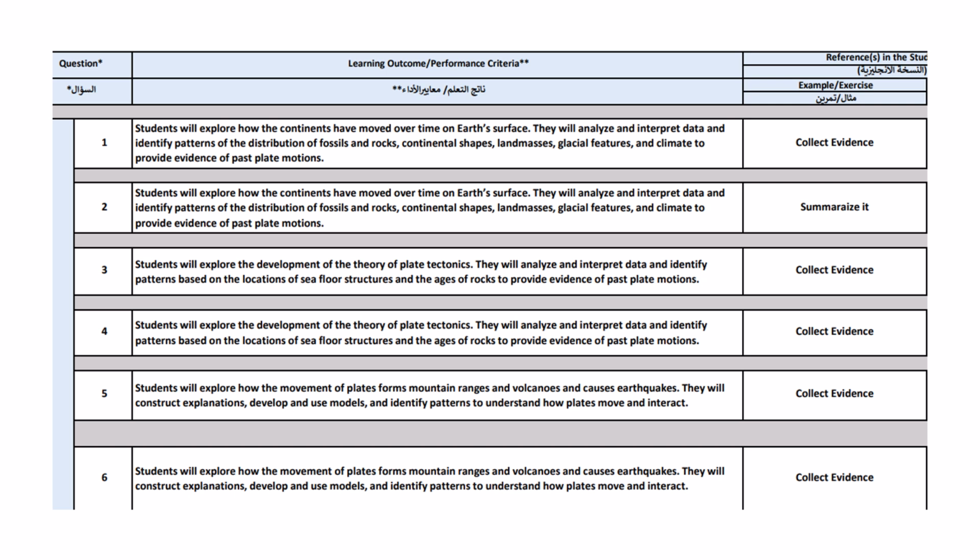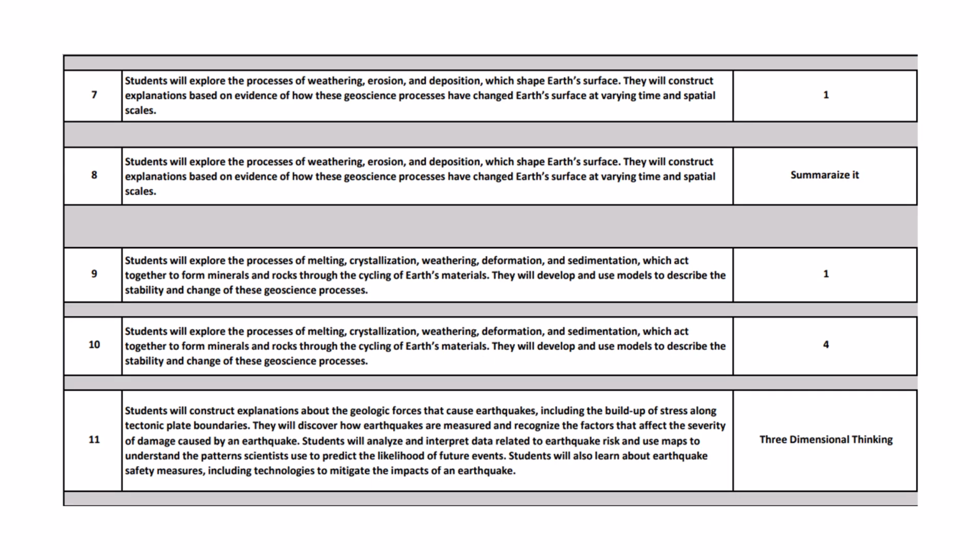Okay, so let's look at the seventh learning outcome. Students will explore the process of weathering, erosion and deposition which shape Earth's surface. They will construct explanations based on evidence of how these geoscience processes have changed Earth's surface at varying time and spatial scales. So you see, this is the seventh and eighth, something along similar lines. So the seventh and eighth learning outcomes are similar.